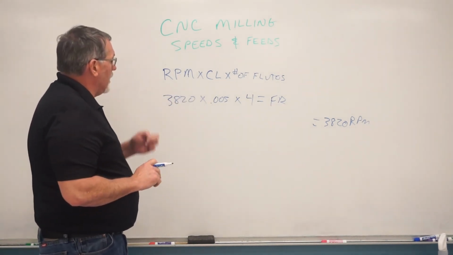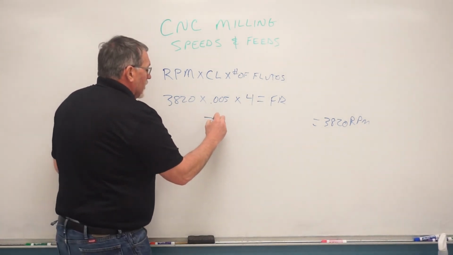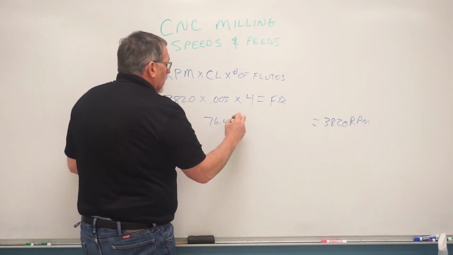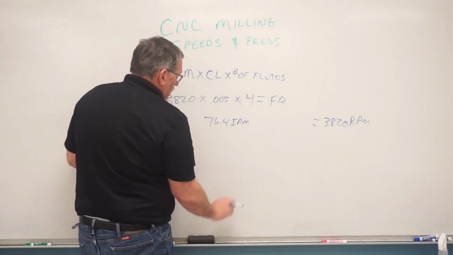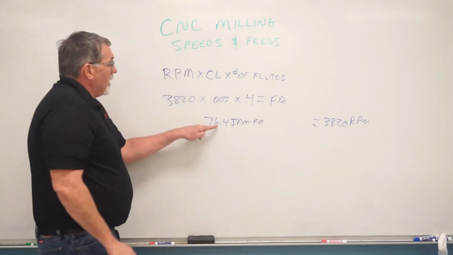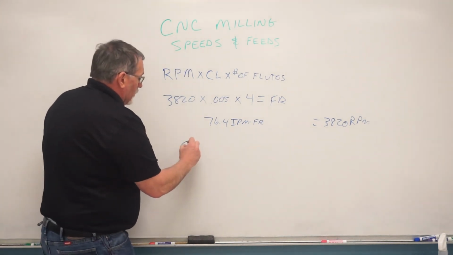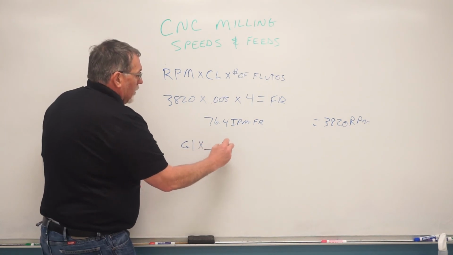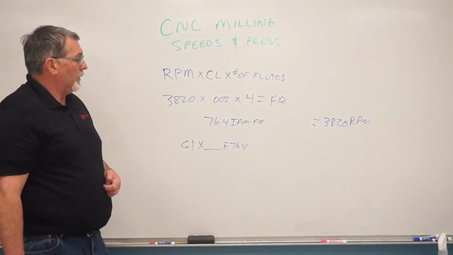So if we do the math on this, pull out a calculator to do this, I believe we have a 76.4 inch per minute feed rate. So it's 76.4 inches per minute, so that's going to go on a G1 line. So when we do our program, we'll have a G1 to an X or a Y location with a feed rate of 76.4 inches per minute.